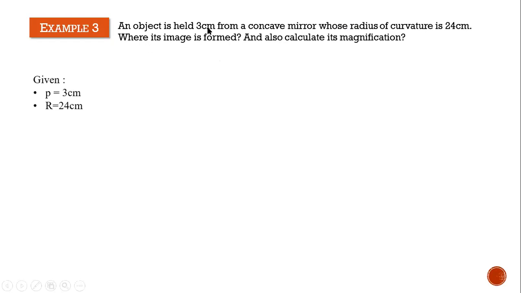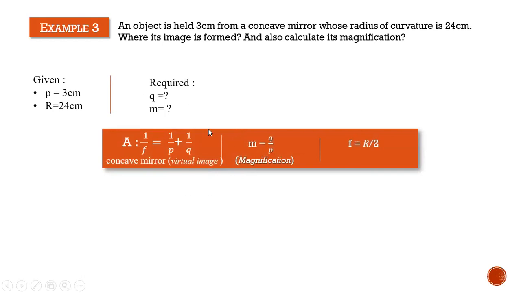Now in this question, two things are given. Object distance is 3 and radius of curvature is 24. Neither the focal length nor q is given. What is required is where the image is formed, meaning the image distance, and its magnification. So we need to find the image distance and the magnification.